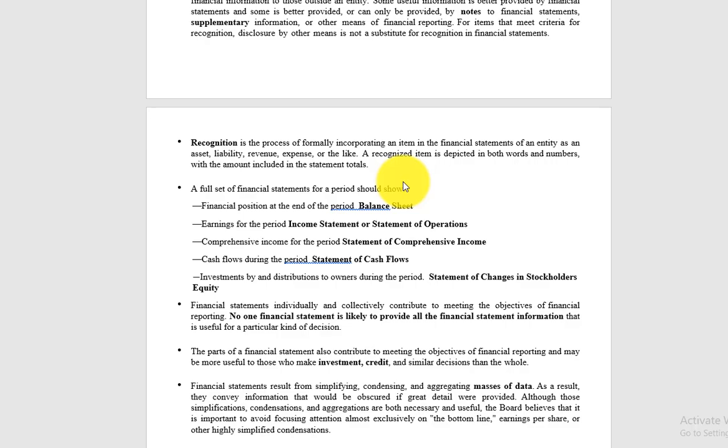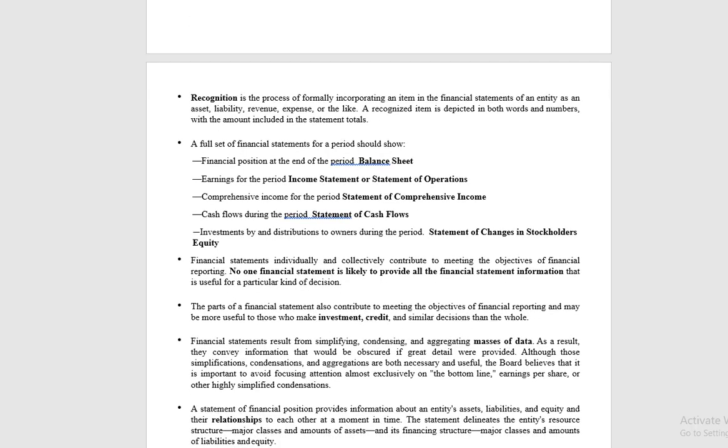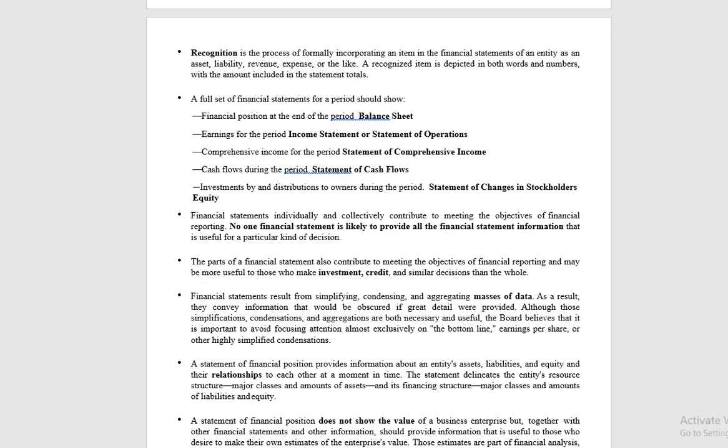Something may be too small to be recognized. It may not fit the definition to be recognized. Those would be things that are left off or not included this year, perhaps, in the financial statements. So when we use the term recognition, we mean put it on the financial statement.